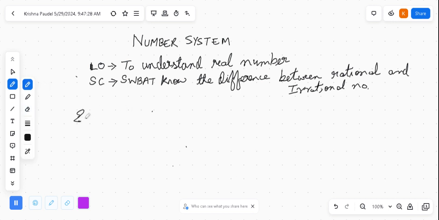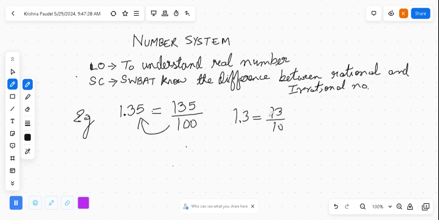So let's take an example of a decimal number. Let's say 1.35. And we have learned from fractions and from decimals that if after decimal there are two numbers, we can write this number as 135 divided by 100, because after decimal there are two numbers. Hence, if I divide the given number by 100, I'll get back my given number. So we just have to see how many numbers are there after the decimal. If it's just one number after the decimal, we can write 13 by 10.